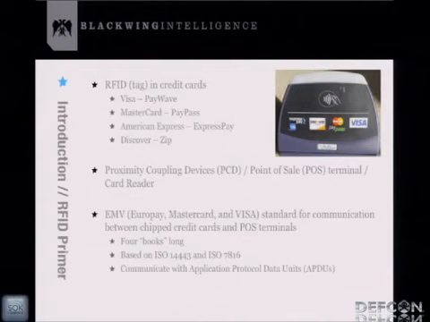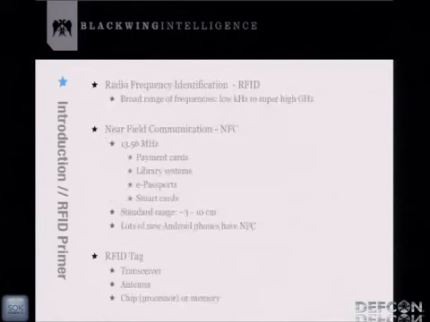Some terminology here. Proximity coupling devices is another name just for credit card readers or RFID readers. The credit card ones in particular are called point of sale terminals. I'll be randomly using these terms interchangeably throughout the talk. Now the communication protocol that's used to communicate between a credit card and a credit card reader is called the EMV standard. This is basically MasterCard, Europay, Visa. The read distance is probably limited to something like 50, 60 feet, I don't know. Other people have done research on that.